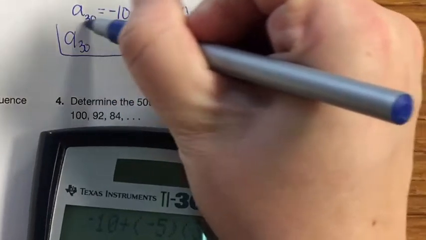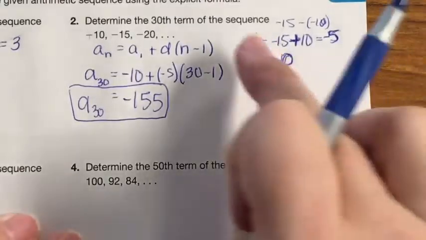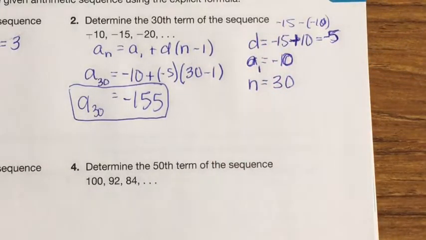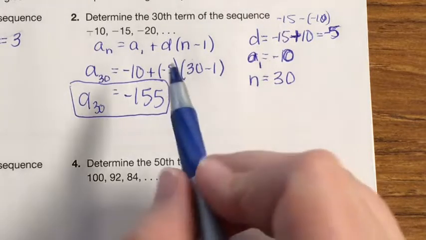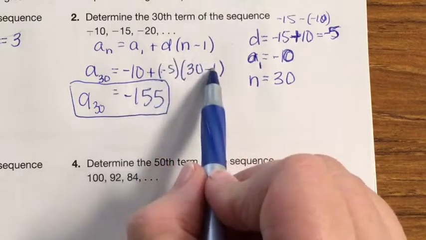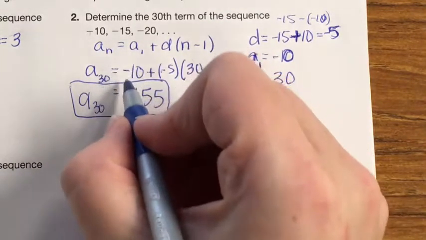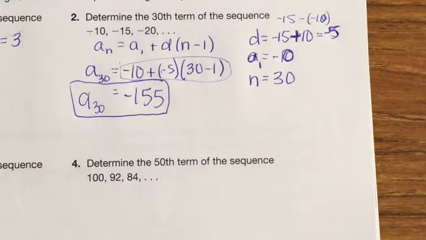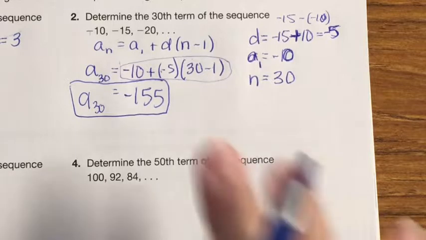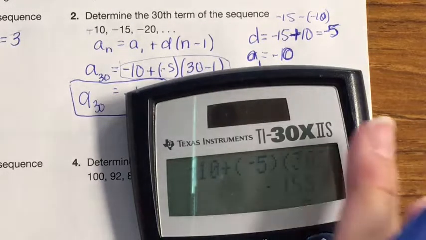So all this is plugging numbers in. You figure out what these d, a sub 1, and n are, and then plug them in. So could you just distribute the -5 to 30 and the 1? Yep, you totally could distribute the negative 5 into both of them, and then go straight across. I personally prefer typing this entire thing in my calculator, and then you don't have to worry about distributing, you don't have to worry about subtracting. Basically plug the numbers in, type it in your calculator, and you're done.